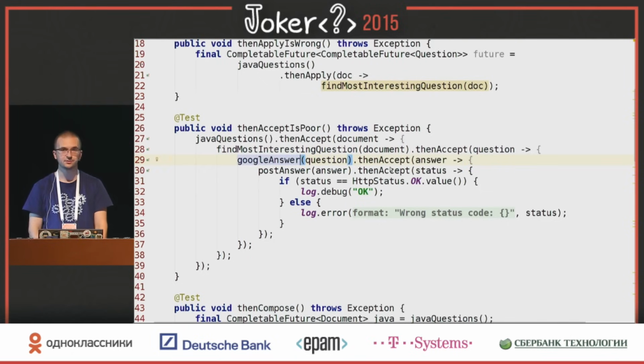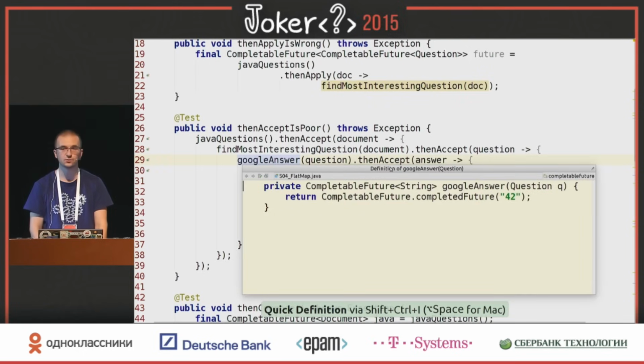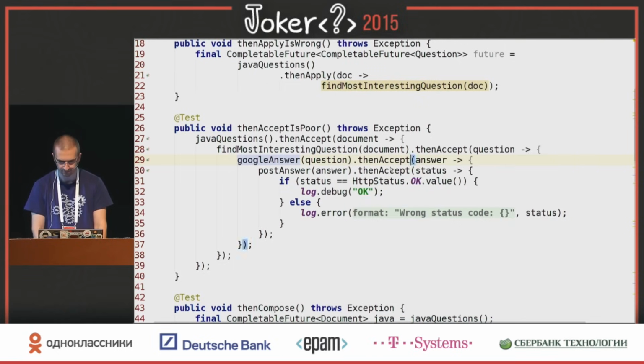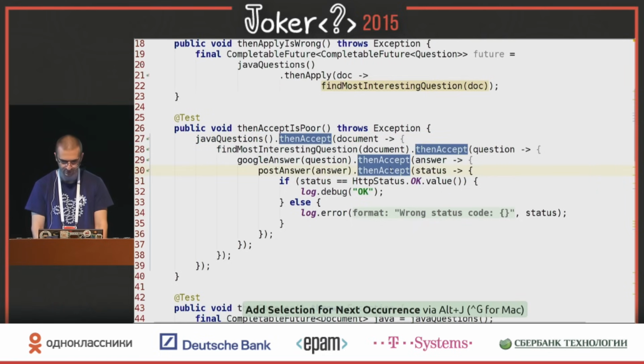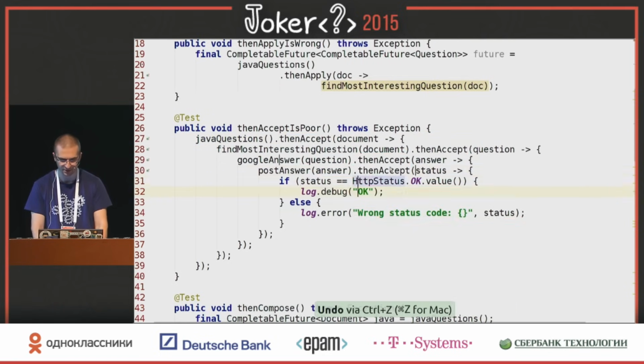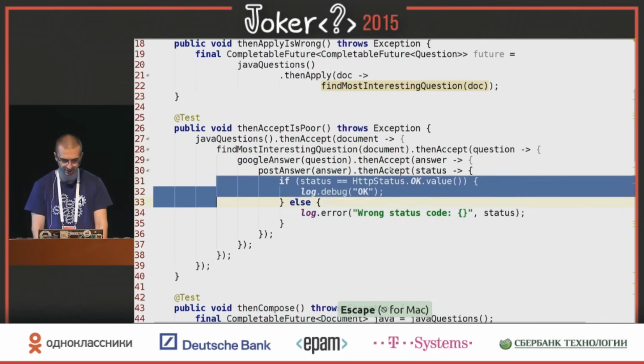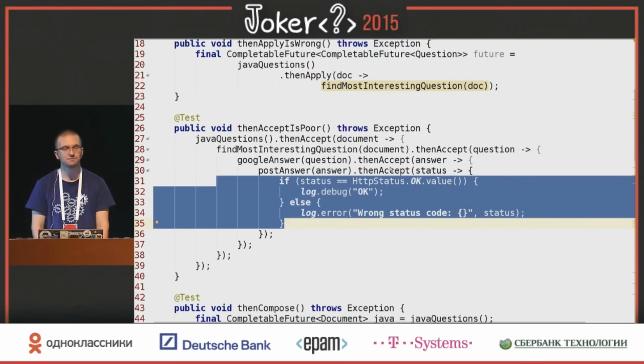So now, having an interesting question, I can Google answer. And Googling an answer returns a future of type string, which is the answer to that question. But since it returns a future, I'm actually having yet another callback here, and it just keeps on and on. Look how many callbacks I have nested here, and at the very end, I actually have some logic. So the logic is actually hidden in this piece of code. So this is definitely not something I want to work with. Although it's possible to do this with CompletableFuture, don't do it. This is just a counterexample and a bad practice.